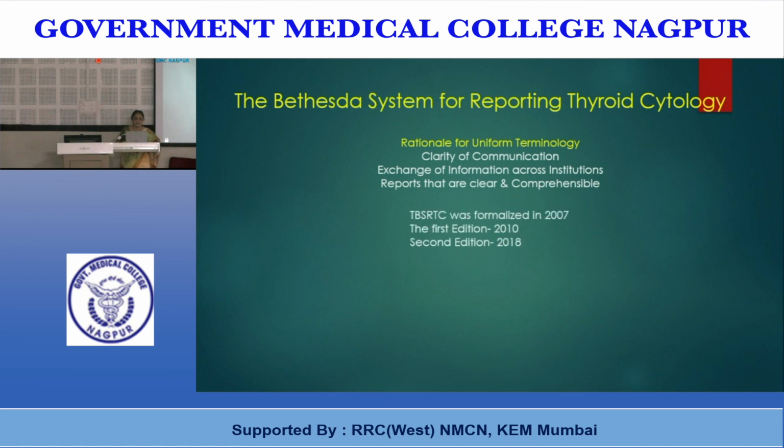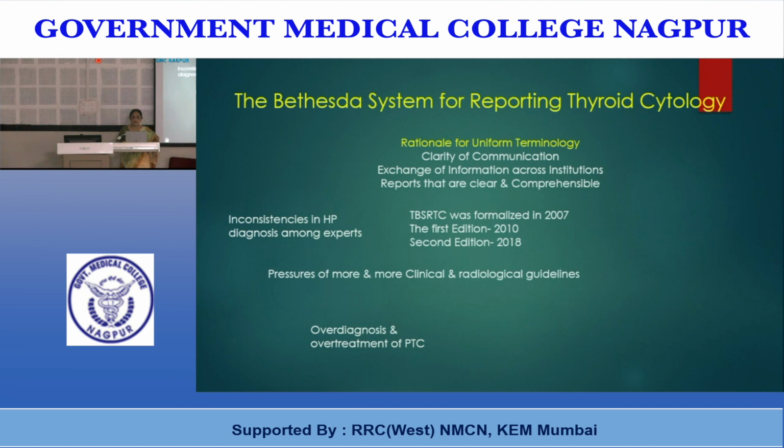And therefore, TBS RTC was formalized in 2007, and the first edition came up in 2010, second edition came up in 2018. This classification came at a time when there was a growing body of literature showing inconsistencies in histopathologic diagnosis of thyroid carcinoma even amongst the experts. Follow-up studies were showing overdiagnosis and overtreatment of PTC, and there was a need for risk stratification. There were more and more clinical and radiological guidelines, and there was pressure of following these guidelines.